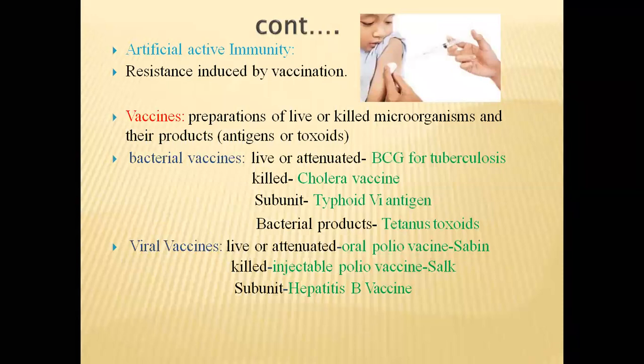Then for artificial active immunity, the example is vaccination. Do you know what vaccination is? Yes, ma'am. When we were small, our parents used to take us to the hospital for getting injections. What is that vaccination actually? It is a live or killed microorganism. Why do we put live or killed microorganisms? When that enters our body, our immune system tries to develop antibodies, and then it tries to fight against that infection.